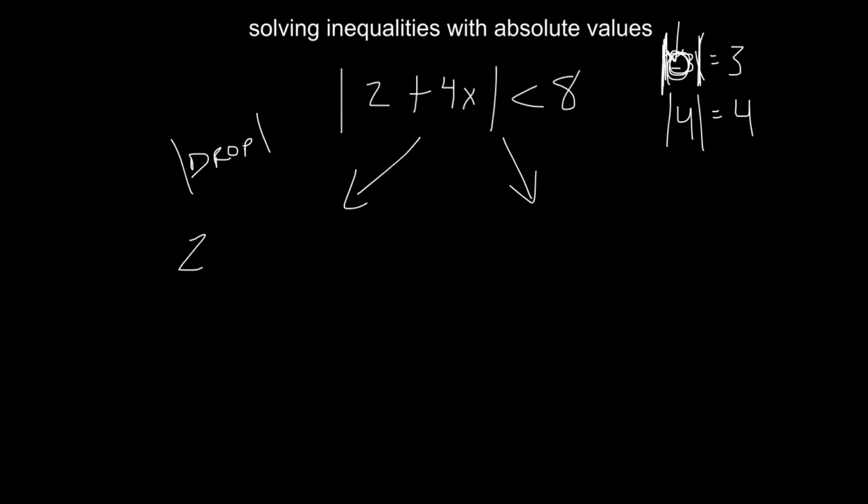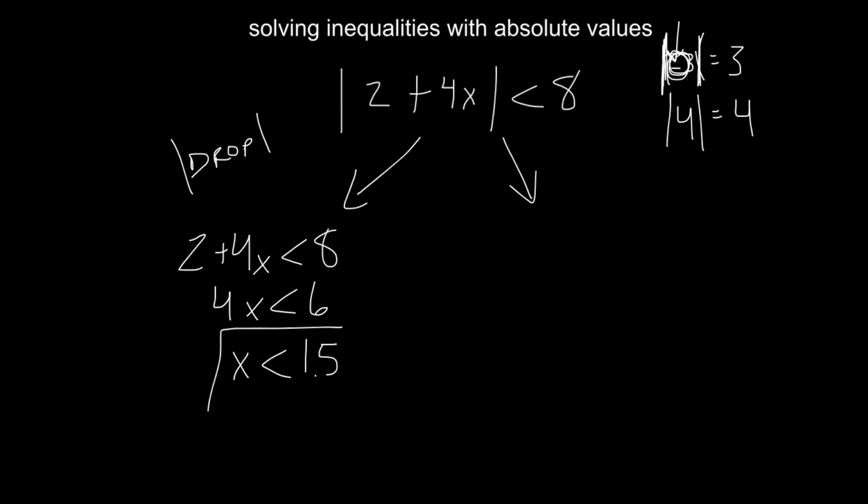Okay? So I just make it 2 plus 4x is less than 8. And I solve it this way. Subtract 2 from both sides. I'll get 6. Then divide by 4. X is less than 1.5. Okay, I don't like fractions, which would be 6 over 4, which would reduce to 3 over 2, which is the same as 1.5. So you've got one of your answers.